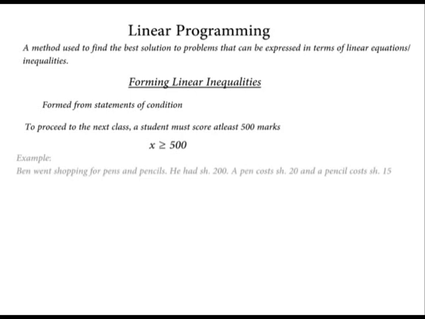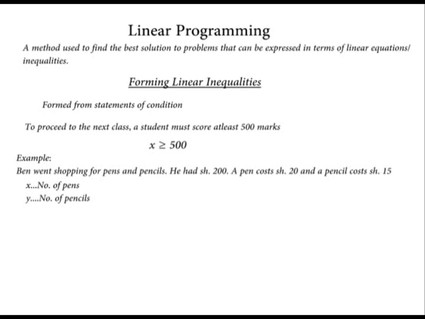For example, Ben goes shopping for pens and pencils. He has 200 shillings in his pocket. A pen costs 20 shillings and a pencil 15 shillings. Taking the number of pens to be x and that of pencils to be y, let us form inequalities to represent this information.